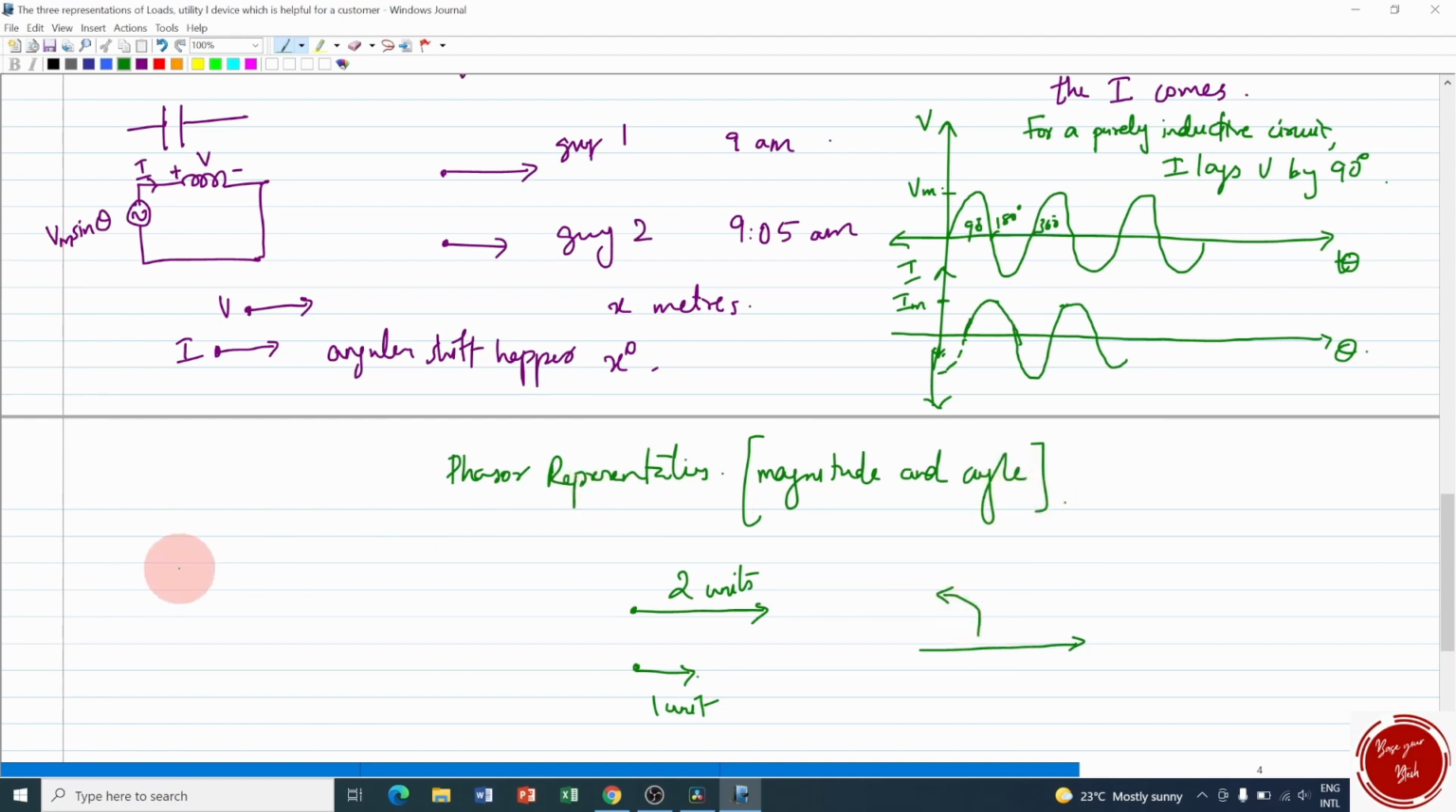So the phasor representation is like this: if the voltage is this way, the magnitude of voltage is obtained from the length of this voltage vector. Then current will be behind the voltage by 90 degrees. That is, when the voltage starts rotating and has crossed 90 degrees, only then does the current start to develop. If this is V, then this will be I.